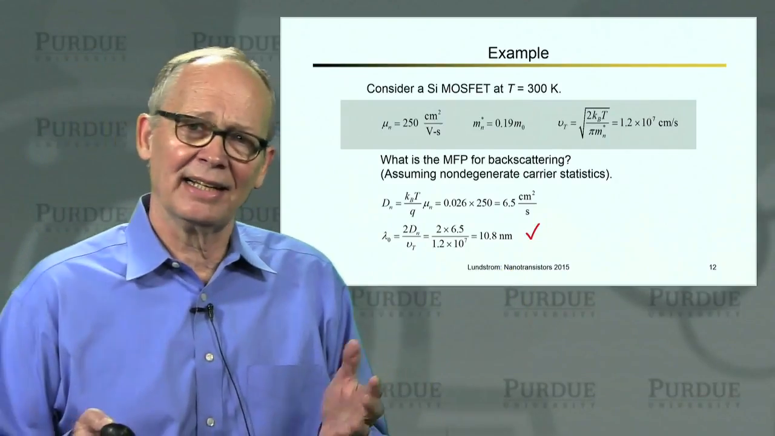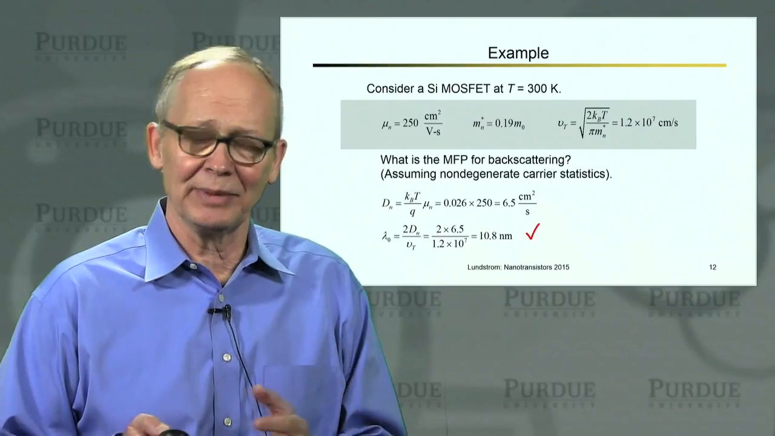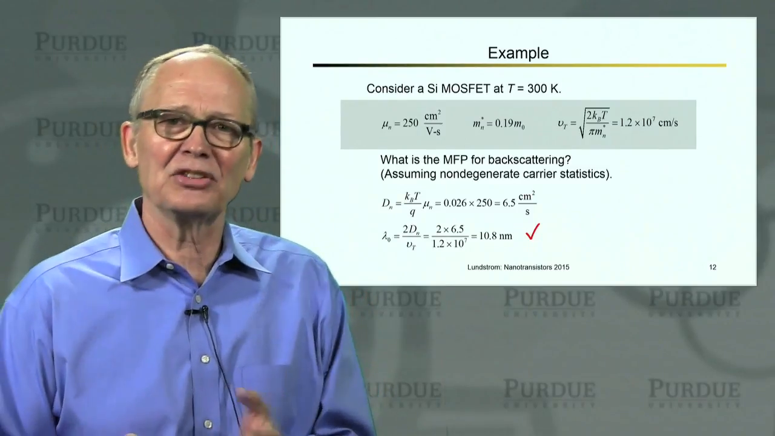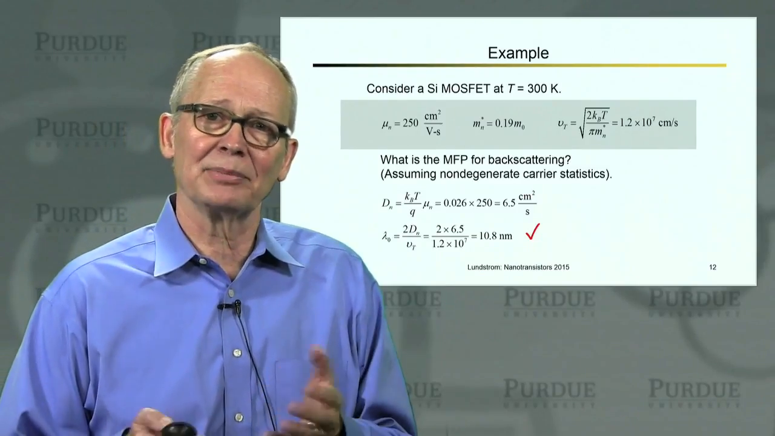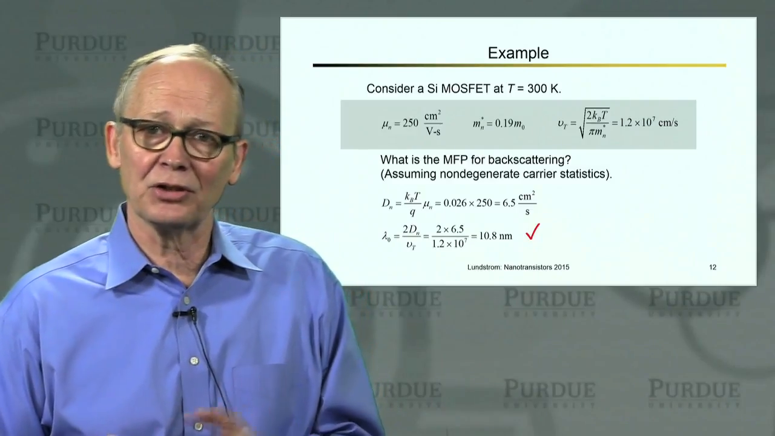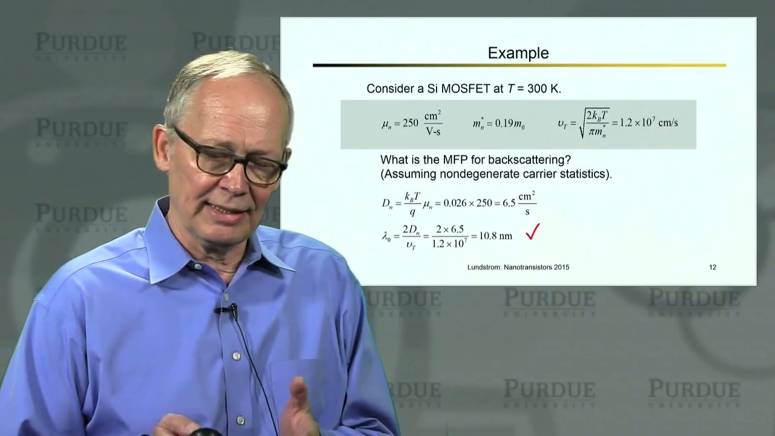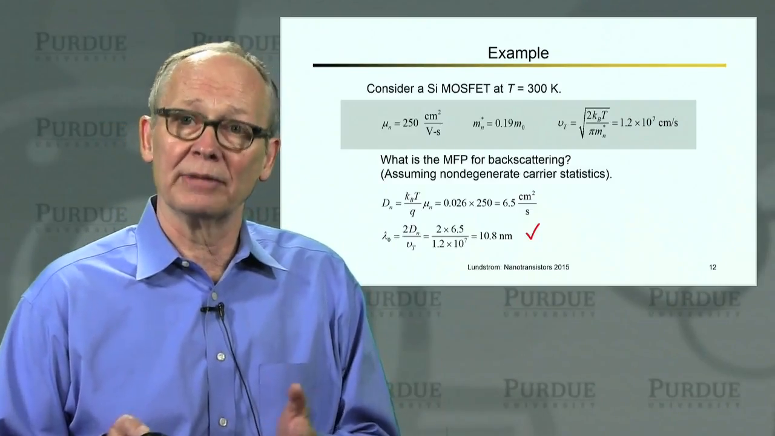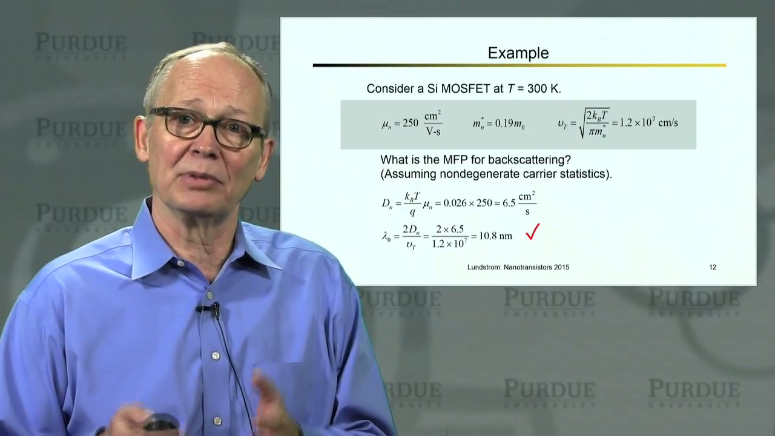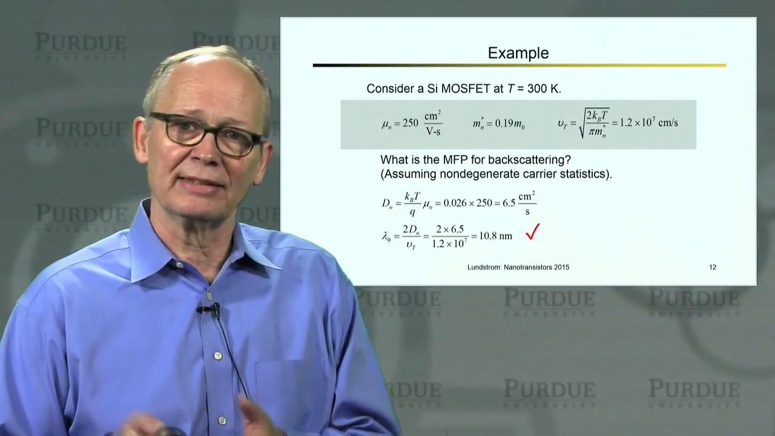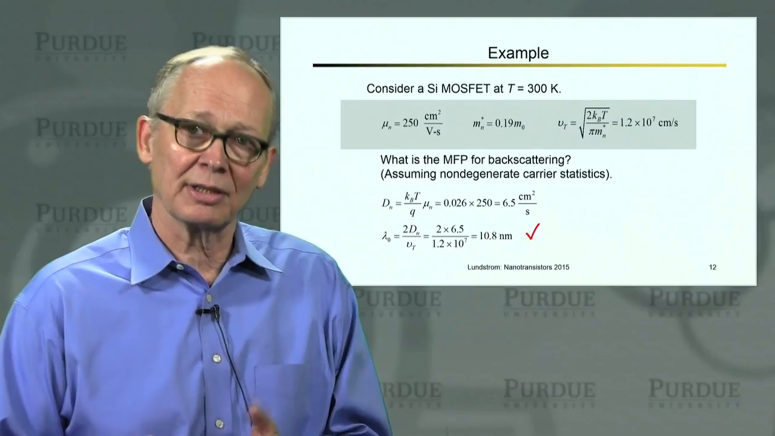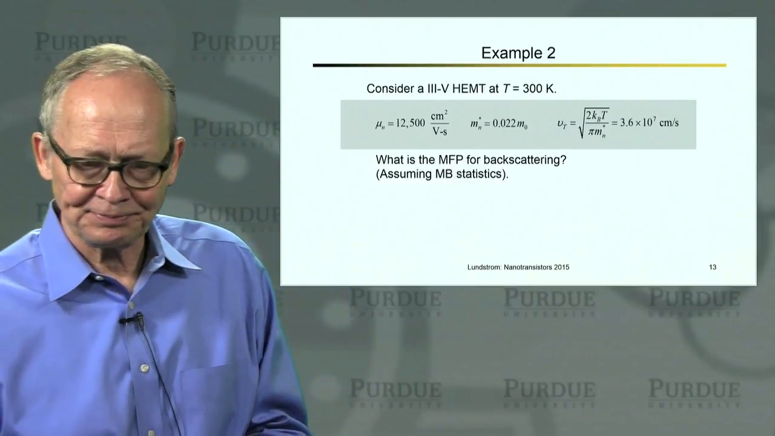So current day technology has channel lengths of about 20 nanometers. A reasonable estimate of a mean free path is something about 10 nanometers or so. So the current day devices we're going to expect operate in this quasi-ballistic regime where the channel is neither long nor short compared to a mean free path.